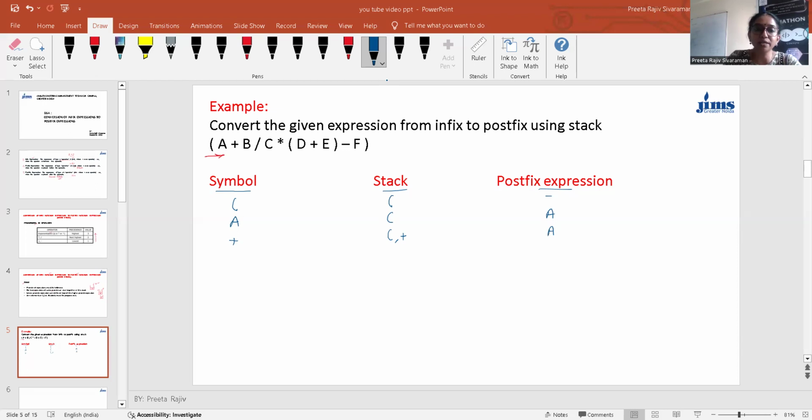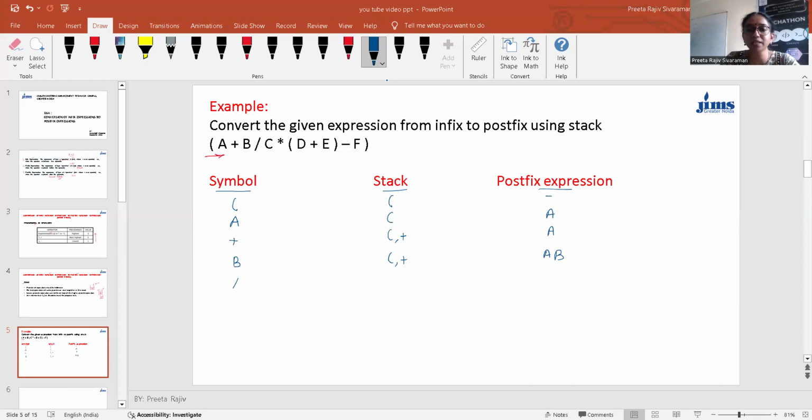The next character which is scanned is B. Now where will it go? It will not come into the stack. The stack contents remain the same, and the postfix expression changes to AB because B has been scanned. Now the next symbol scanned is divide.